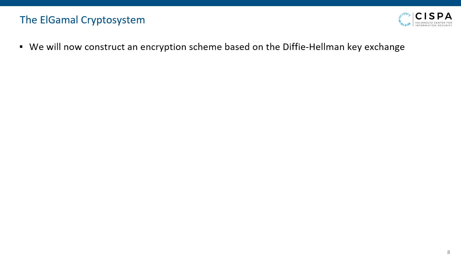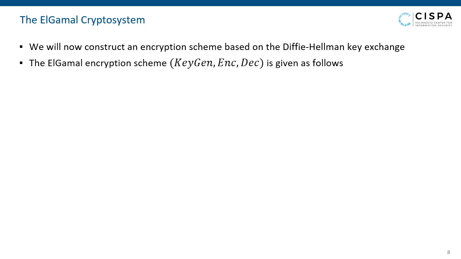Now that we have a security definition, or a security notion, for public key encryption, let's look at an encryption scheme which satisfies this security definition. In fact, we will construct an encryption scheme based on the simple Diffie-Hellman key exchange. This was, in fact, just the observation of El Gamal back in the 80s, that essentially the Diffie-Hellman key exchange protocol can be recast as a public key encryption scheme. So how do we do this?